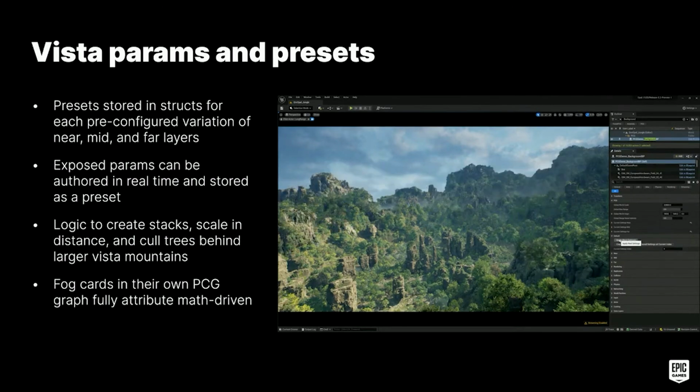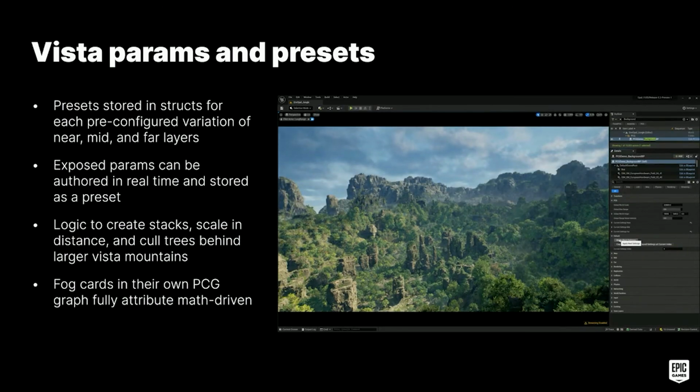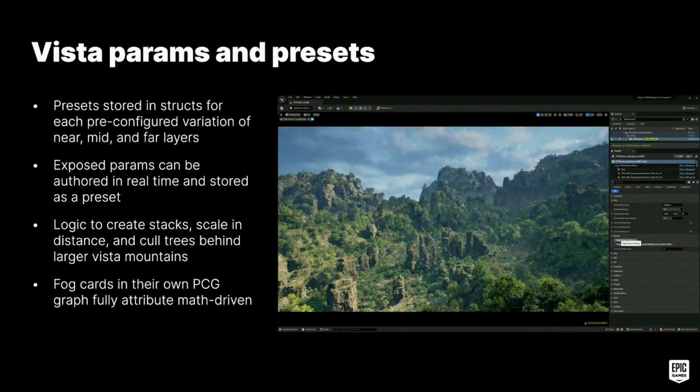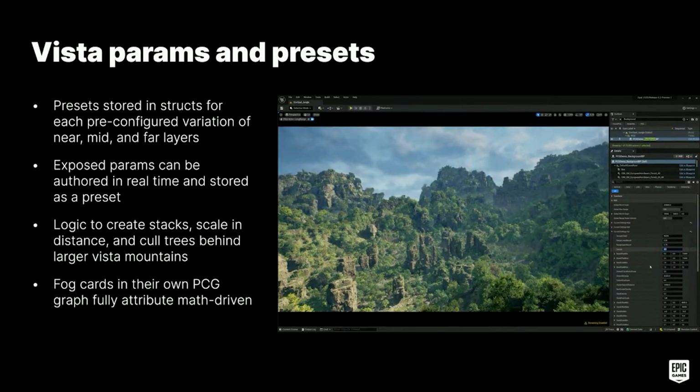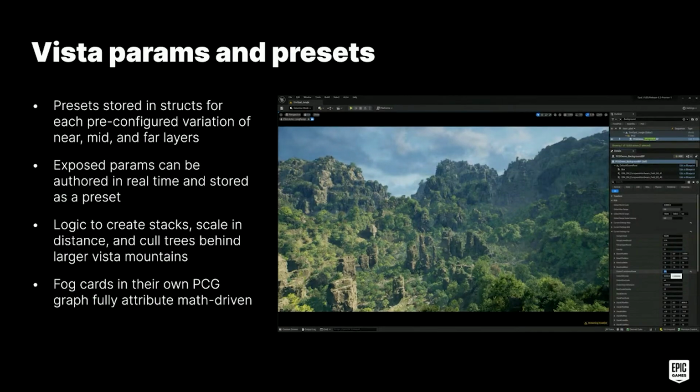And within all of the rules of the demo, we heavily rely on attribute operations. And through those operations, we scale things based on distance. We create stacks of mountains and cull trees behind those mountains. We reorient the fog cards toward the center of the world. And we even apply different vegetation material overrides per single tree in the forest based on the sun direction. And you can do so much more.